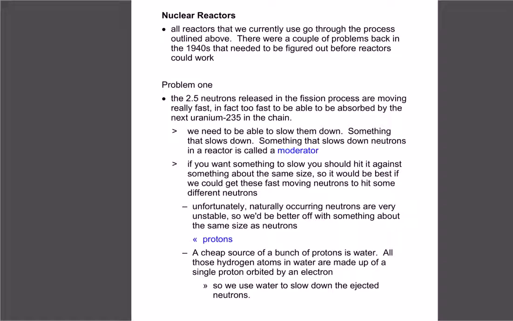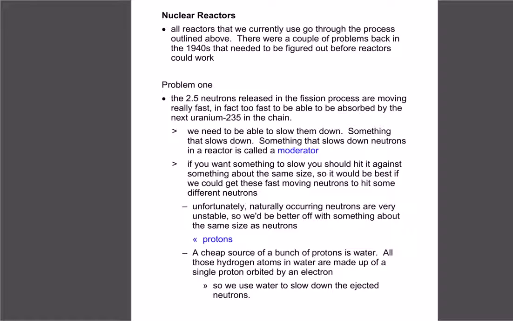We can't get neutrons very easily from other sources without adding a lot of energy, so that's not a good idea. So we want to pick something that's about the same size as a neutron, which is a proton, and a cheap source of protons is water.